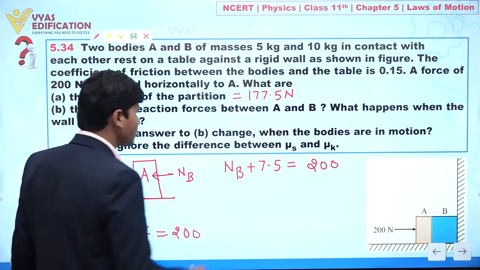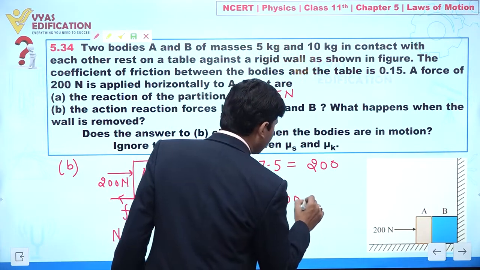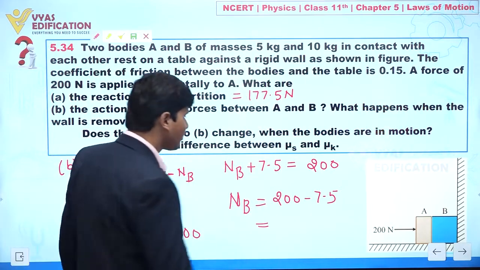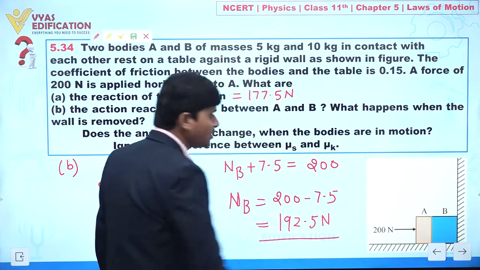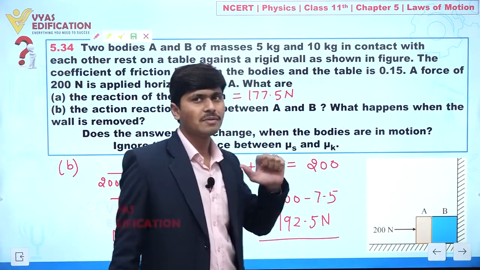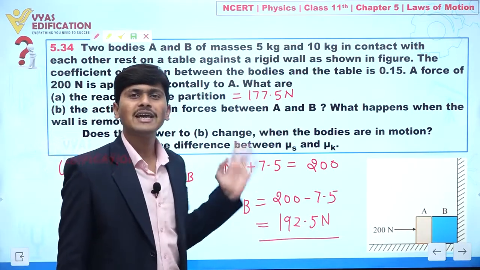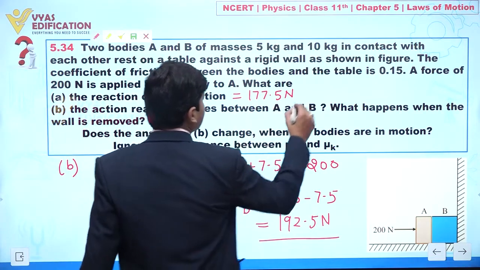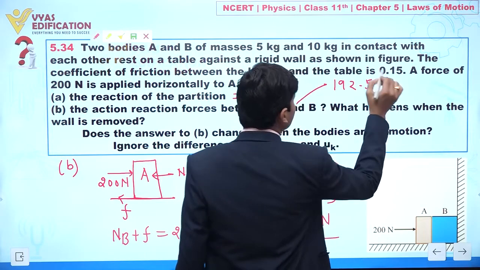Clear everyone? So now we can write like this: NB is given by 200 minus 7.5, and from here we can see this is equal to 192.5 Newton. So I can say this is the force exerted by block B on block A. Same force is exerted by A on block B. So if we talk about the reaction force, this will be 192.5 Newton.